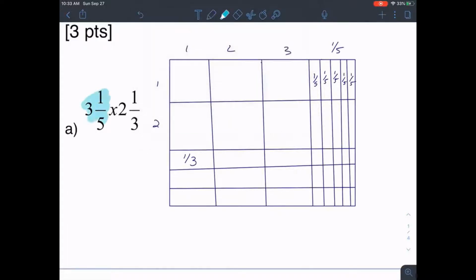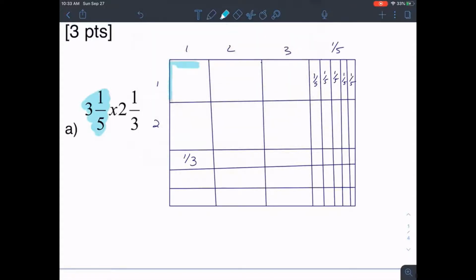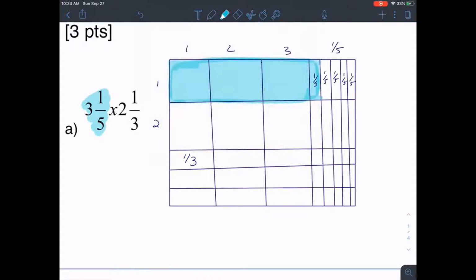All right, so this side is going to be 3 1/5. So all this gets highlighted, 3 1/5. So that space represents the 3 1/5. I don't know why I keep saying 1/4, 3 1/5. So now we need to show the 2 1/3. So we have 1, 2, third this way.